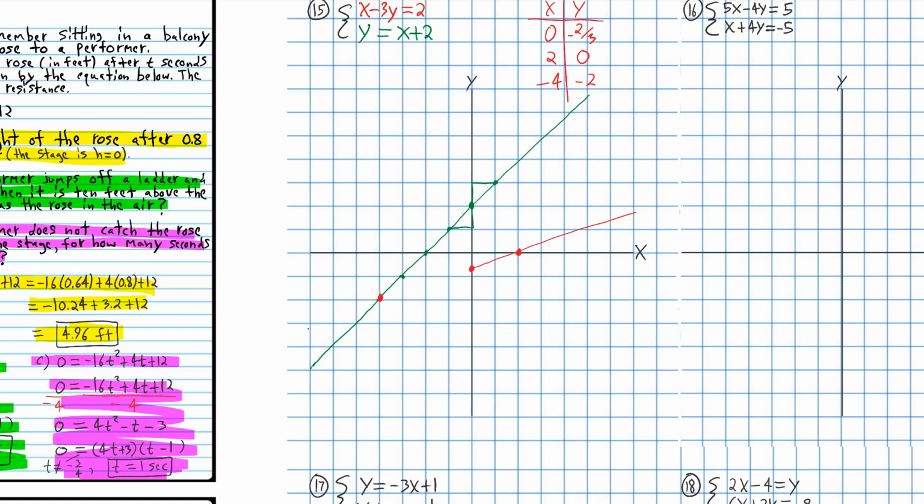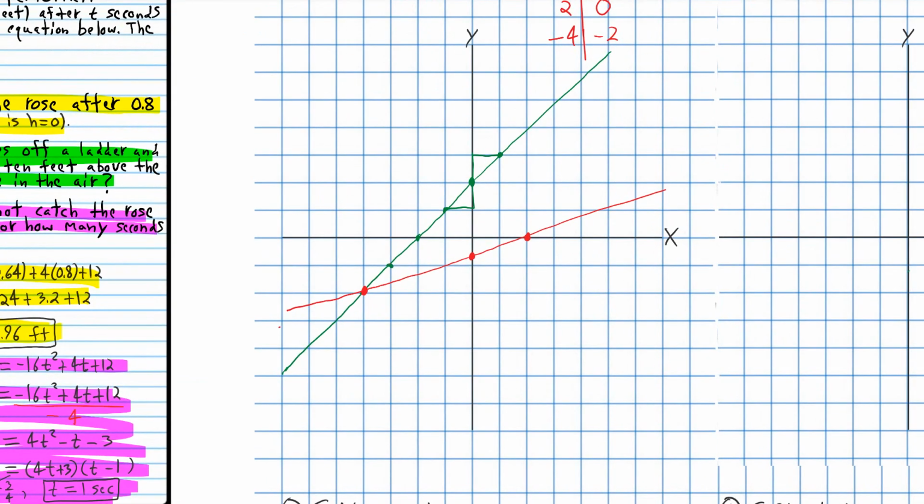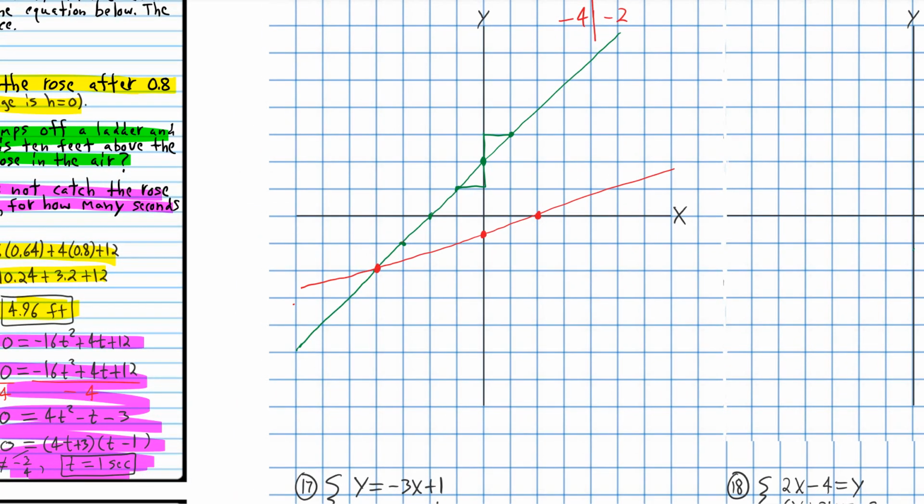So you can see that this method really isn't that great of a method because you have to be really accurate. We had to plot 3 points, and we had to plot 1, 2, 3, 4, 5, 6 points on the green line just to make it accurate enough to find the solution. And the solution looks like it's going to be 1, 2, 3, 4, 1, 2. So negative 4, negative 2.